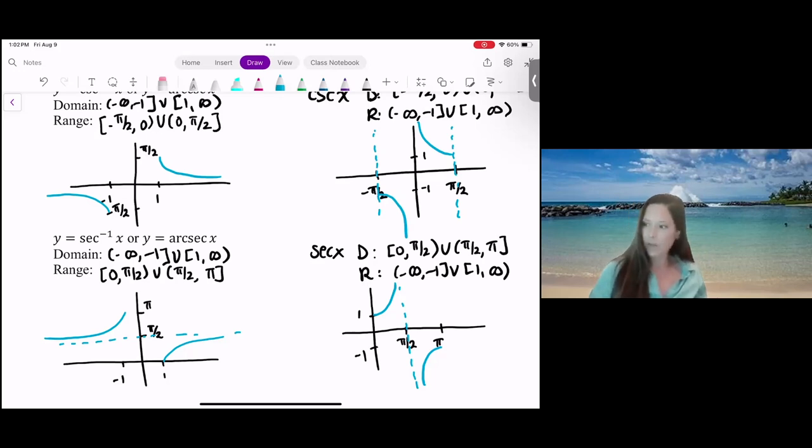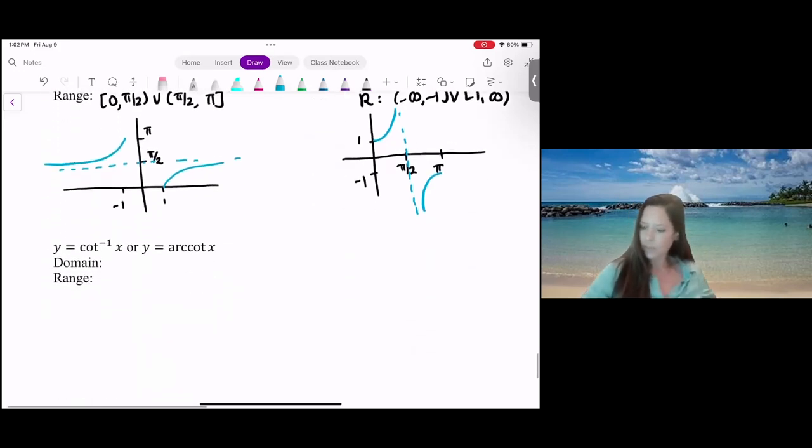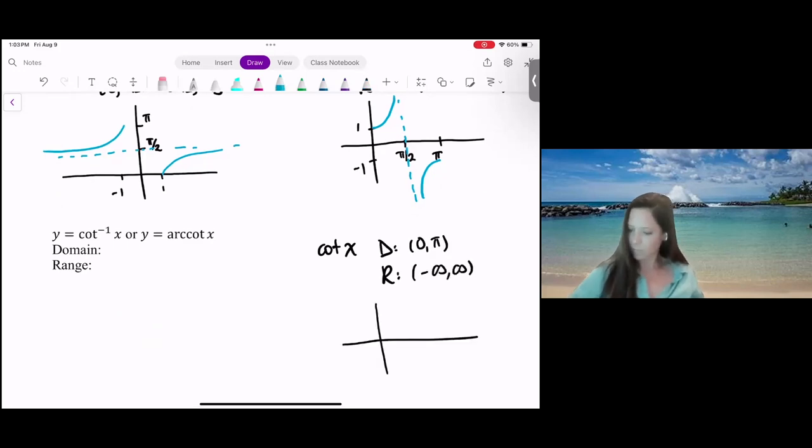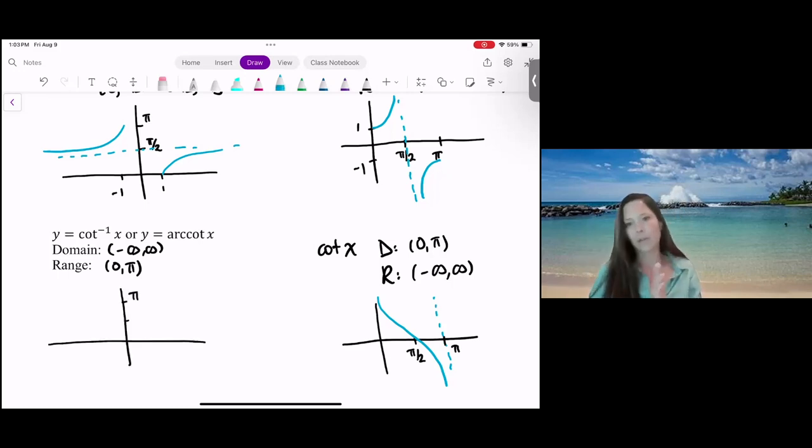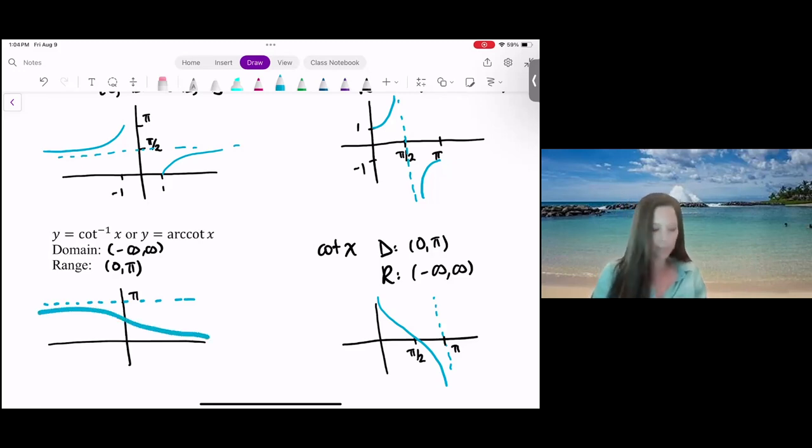And finally, we have cotangent. The range now becomes the domain, and the domain becomes the range. And instead of the graph going up, it's going to go sideways. That vertical asymptote at pi is now a horizontal asymptote at pi, and the graph goes from negative infinity to infinity on the domain, and it drops down at pi over 2 and crosses over.